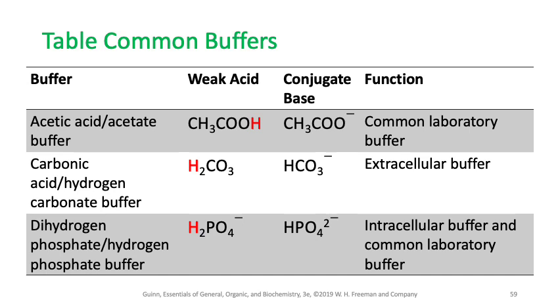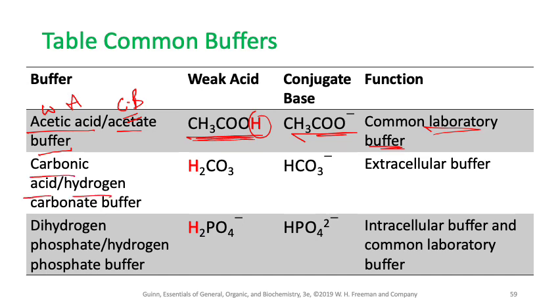So let's see a couple of examples of common buffers that we normally use. One of them is the acetic acid and acetate buffer. This is your weak acid, and this is your conjugate base, the acetate ion. Once the acid proton is removed, you will get a negative charge. This is a common laboratory buffer that we use in chemistry or any science laboratory.